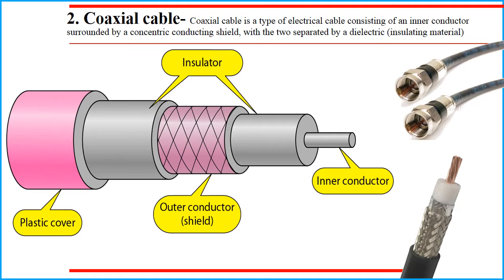In this picture we can see there are four different parts of a coaxial cable. The outer part is called the plastic cover. The second part is an insulator, and inner to that we have an outer conductor or a shield, which is made up of a mesh of wires. And there is an inner part, which is normally used to transfer the data from one place to another place, called the inner conductor.